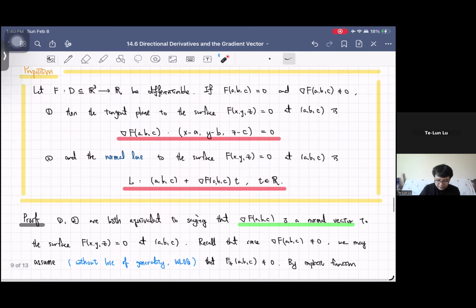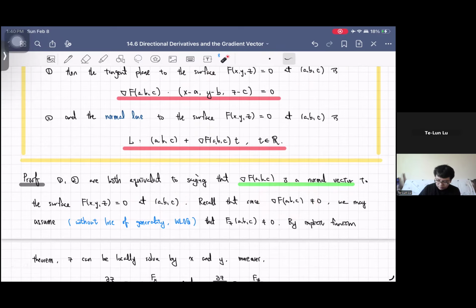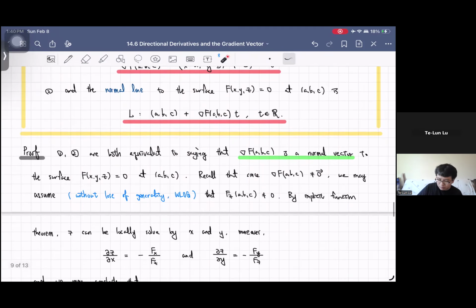So as I mentioned above, parts 1 and 2 are simply stating that the gradient vector has to be a normal vector to the surface at the point (a,b,c). So now, given the gradient of f being non-zero, we can assume that one of those partials is non-zero, right? You can do the proof for fx and fy. In this case, I assume fz is non-zero.